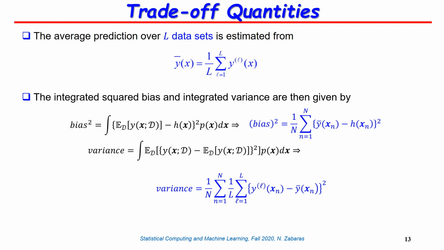You can do the same thing for the variance. You're going to eventually get a double summation, because one comes from sampling P of x, so you have capital N samples of P of x, and the other comes from the approximation of the expectation over data sets. When you see the calligraphic L, it indicates samples over data sets, and when you see the subscript n, it indicates samples coming from the distribution P of x. This is how you compute the bias squared and the variance in practice.